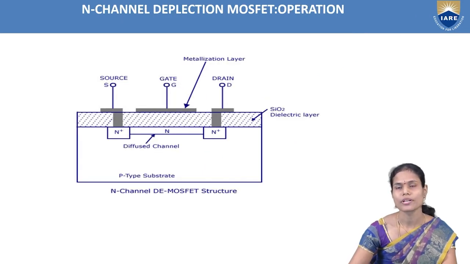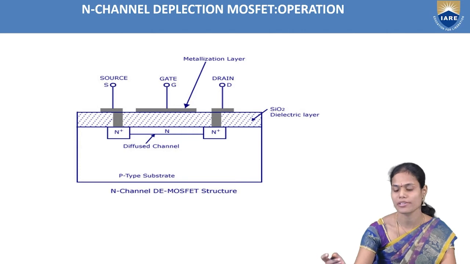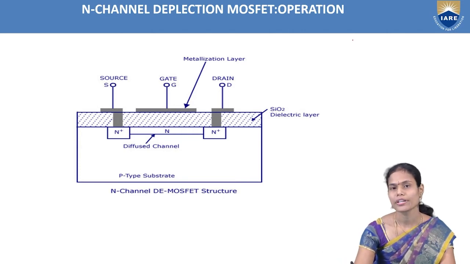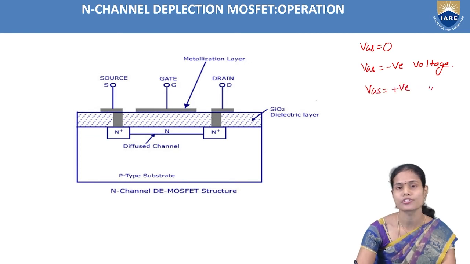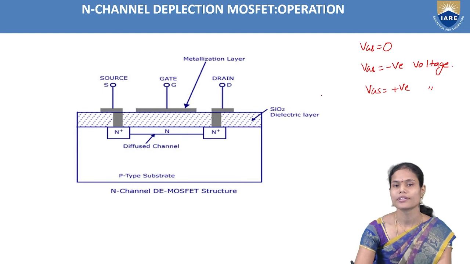Coming to the operation of the N-channel depletion MOSFET, it operates with different voltages. We are going to see the operation of the MOSFET when VGS equals 0. And when applying a negative voltage between the gate and source terminals, how much current do we expect from the device? And when providing a positive voltage between the gate and source terminals, what drain current or output current are we going to get?